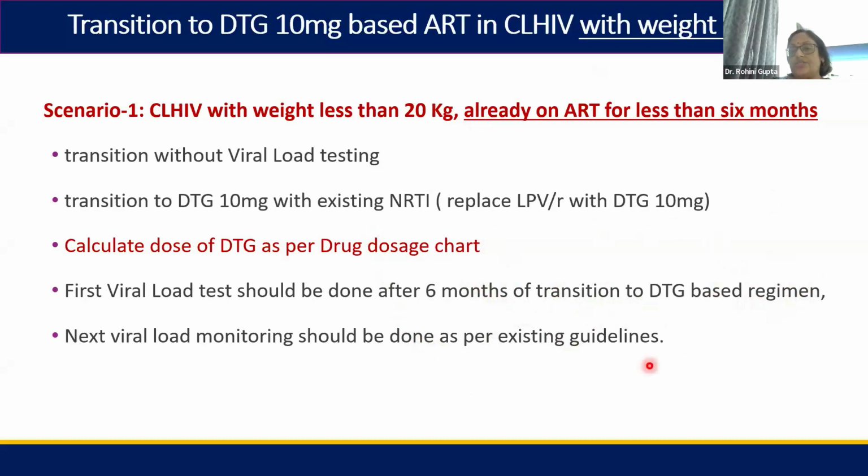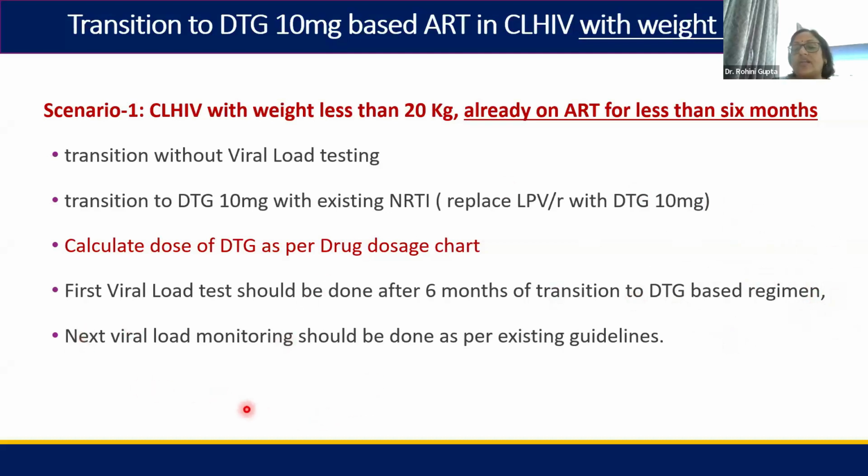When you're transitioning these children, please mention in the white card the date of transition, and put a marker for when the first viral load needs to be done. When these children were started on ART, you would have calculated the date of first viral load testing 6 months after starting ART. But now the date of first viral load testing would depend on the day 6 months after the day when the DTG-based regimen has been started. This child has been transitioned to a DTG-based regimen.